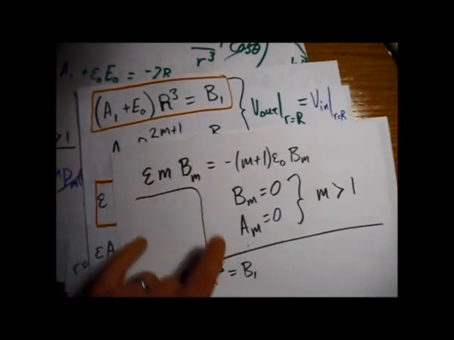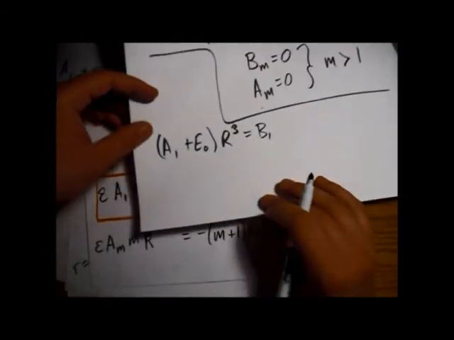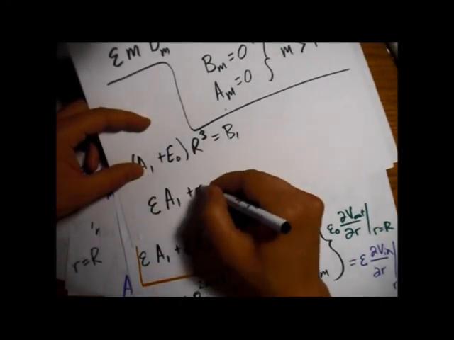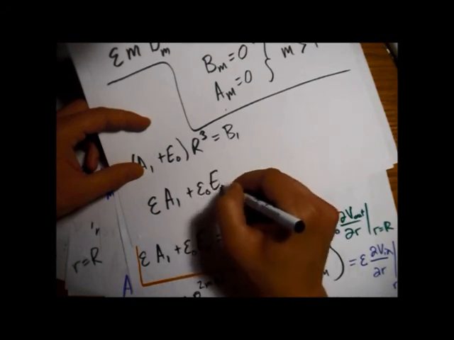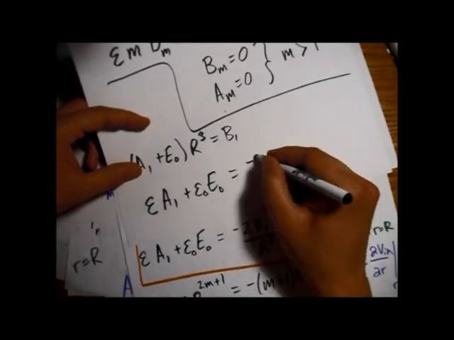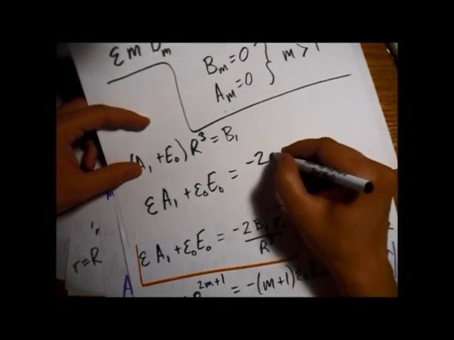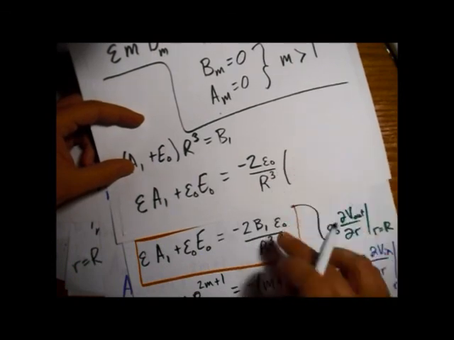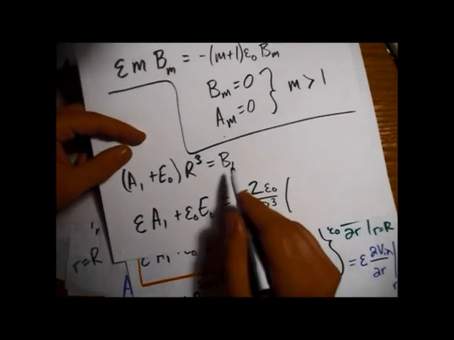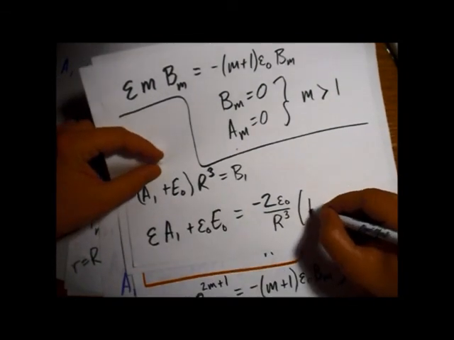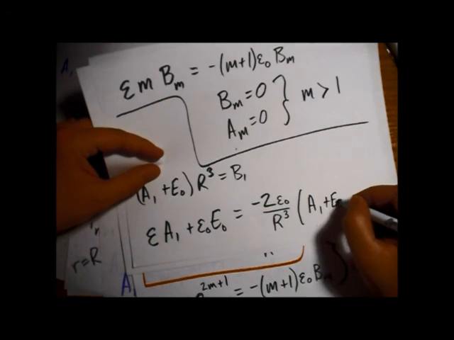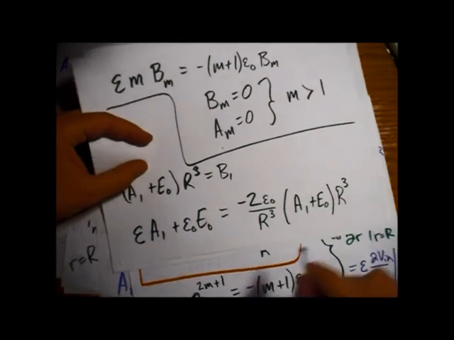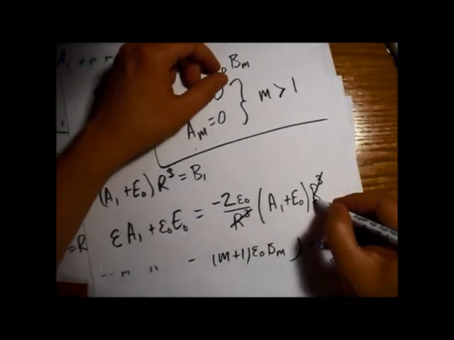So here we go. We're taking this and we're going to plug it into this one. Wrote the wrong equation. Okay. Epsilon a1 plus epsilon naught E naught equals minus 2. I'm just going to bring all the other parts out front, and now we're going to plug in this b sub 1. This is just equal to a1 plus E naught times r cubed. Okay? Well, looky here, this r cubed goes away. That's nice.